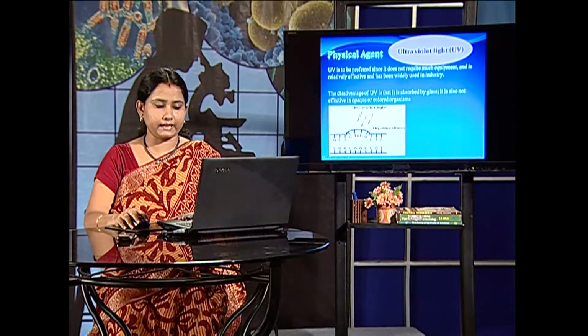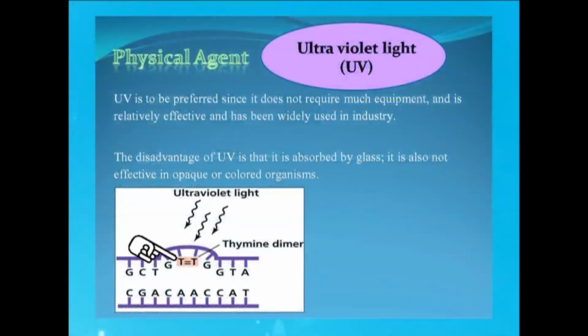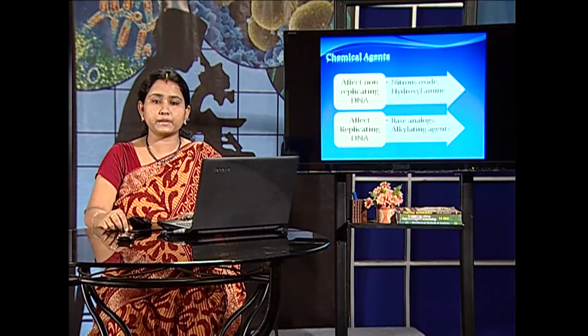There are certain agents which are known as physical agents and can cause mutation in a DNA. A very good example is ultraviolet light. Ultraviolet light actually causes two adjacent thymines to base pair among themselves in a strand of DNA, which results in a distortion of the DNA strand. The disadvantage of ultraviolet light is that it is absorbed by glass and it is also not effective in colored organisms. Next we move on to chemical agents.